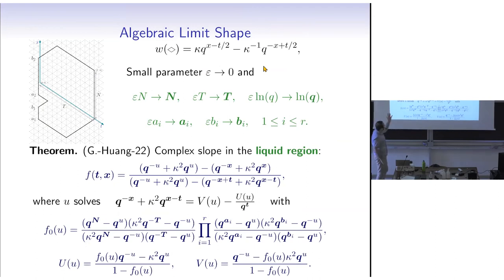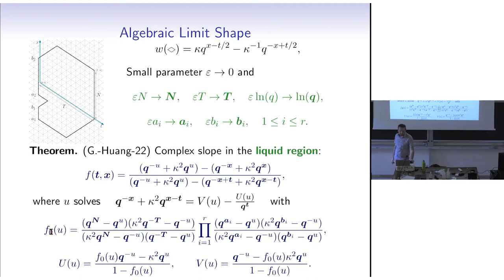And by the way, I forgot to say the name of my coauthor. There's Jiaoyang Huang, who is now at NYU, and next year he will be at the University of Pennsylvania. So this complex slope in the liquid region, because outside the liquid region there is nothing to study, there's only one type of lozenges, nothing interesting. In the region where you see all three types of lozenges, it can be found by solving a certain equation.